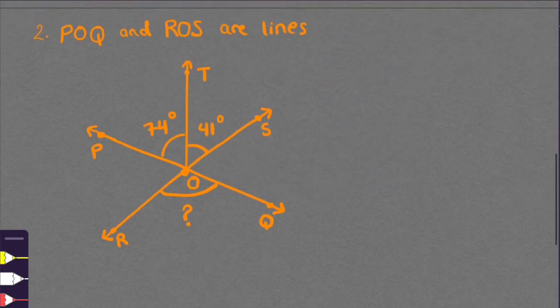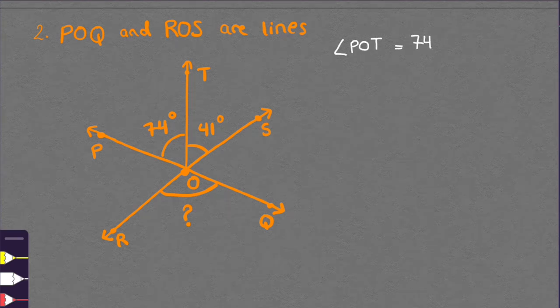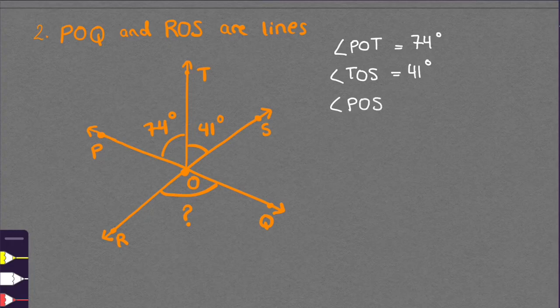Okay, so the first thing I'm going to do is write down the angles that we know. Angle POT equals 74 degrees. Angle TOS is equal to 41 degrees. What else do I know? I know angle POS, right? So POS is the combination of POT and TOS. So 74 plus 41, correct? Which is 115. I'm just going to write it down. Maybe I'll use it, maybe not.